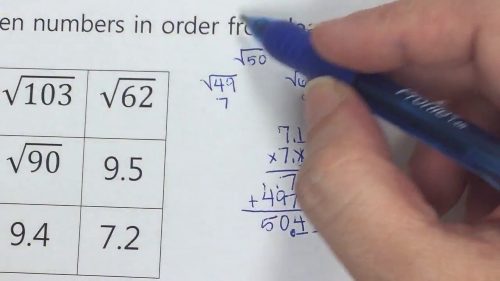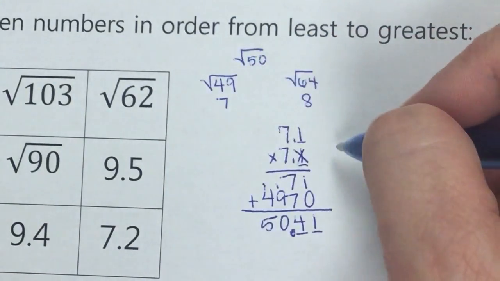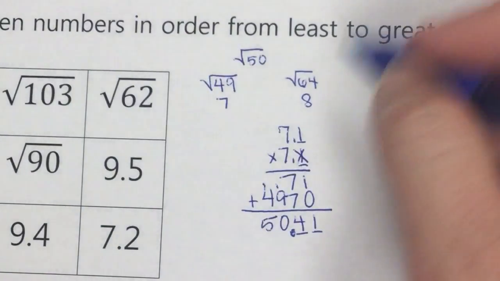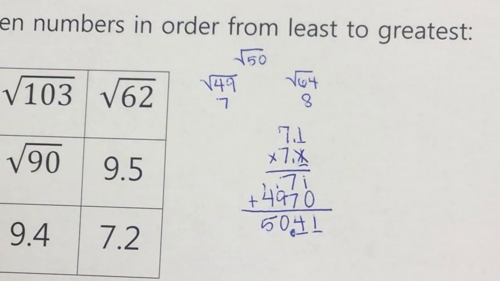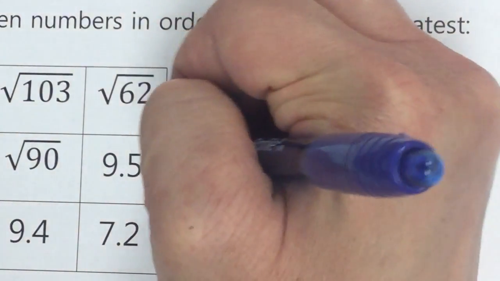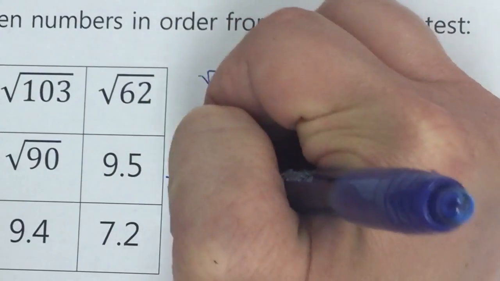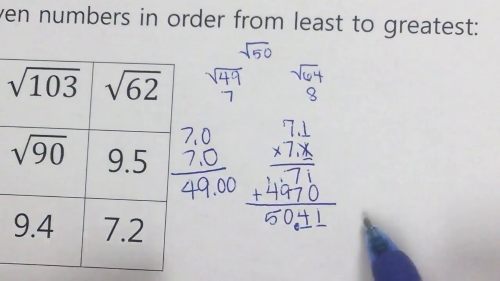All right, so that is close to the square root of 50, but it's just over the square root of 50. So we always want to see one that is above and one that is below. So the one that would be below, the only other number below 7.1 would be a 7.0. Well, 7.0 is the same thing as 7. So we know what 7 times 7 is. 7 times 7 is 49, or 49.00. They mean the same thing.